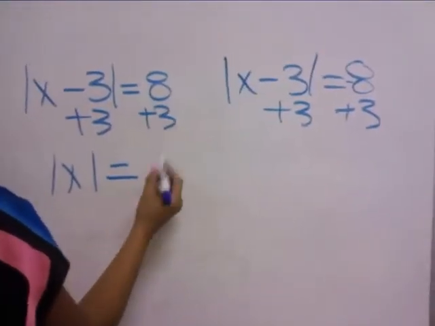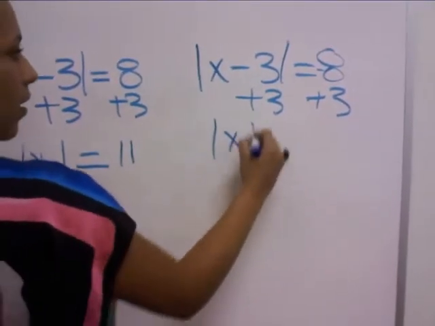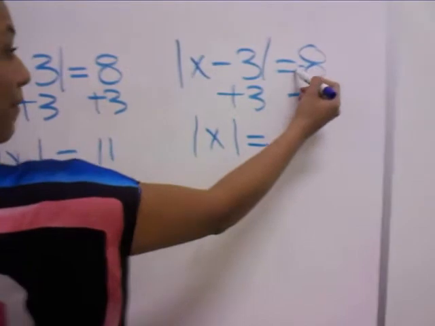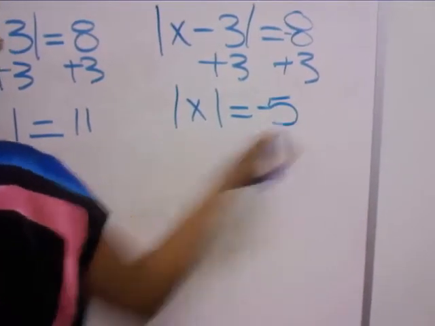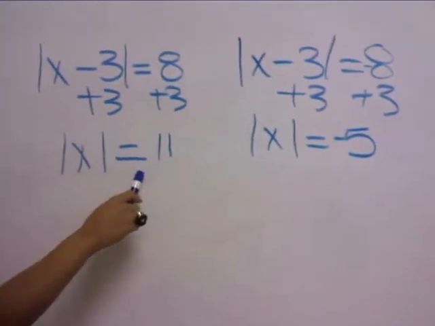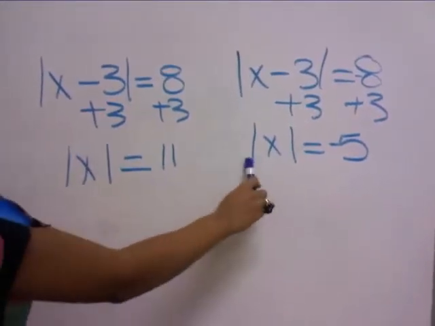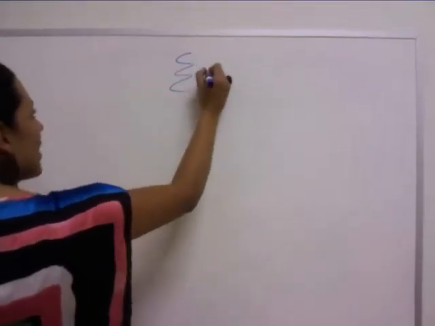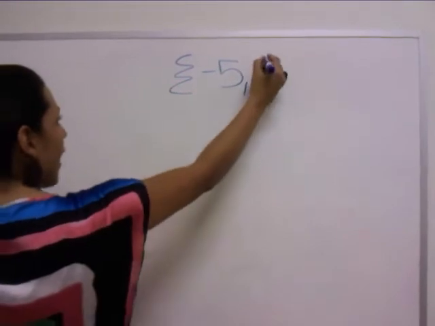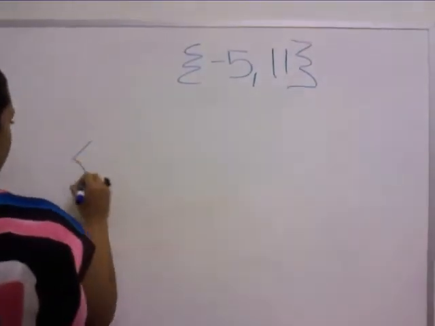8 plus 3 is equal to 11. Negative 8 plus 3 is equal to negative 5. So the answer for the first equation is 11, and the answer for the second equation is negative 5. The solution set is negative 5 and 11. So now I'm going to graph it.